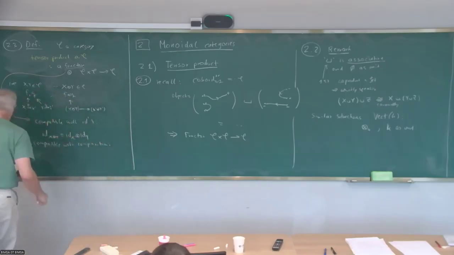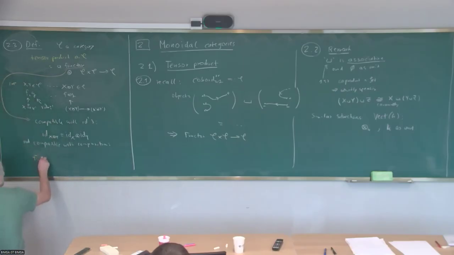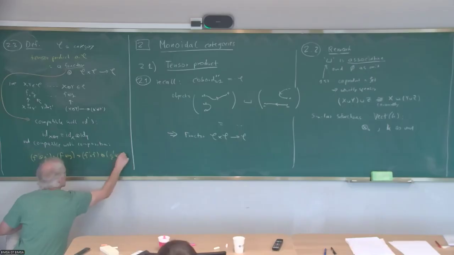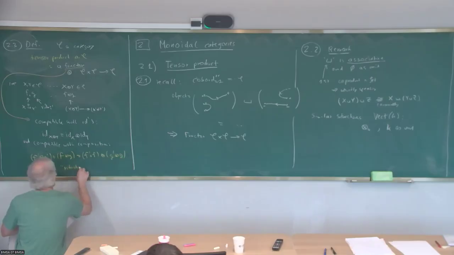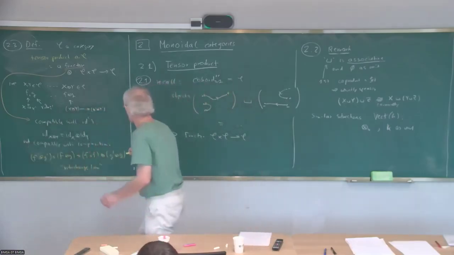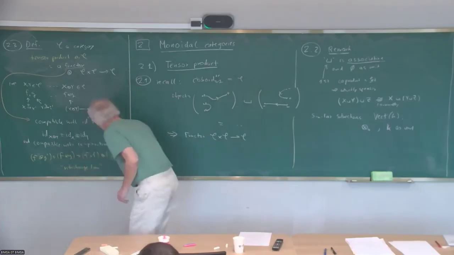which says that for any four morphisms which are pairwise composable, one has f prime tensor g prime composed with f tensor g is the same as f prime composed with f, so those have to be composable, tensor g prime composed with g. This is sometimes called the interchange law. Good, I think I said composed, and thank you.